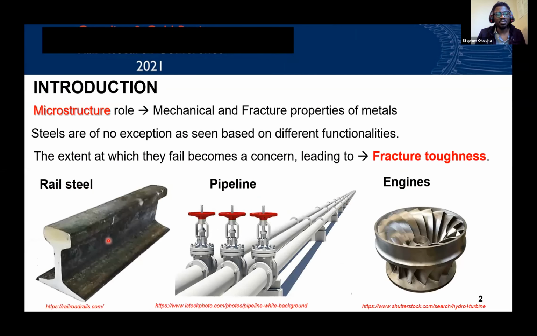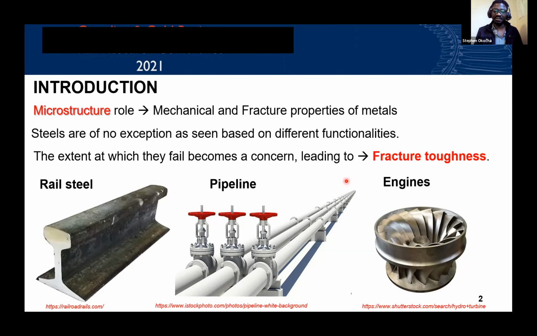Okay, so we know that the microstructure plays a very significant role when it comes to the mechanical and the fracture properties of metals. And when we talk about steels, that is no exception, because we can see steels being applied in several functions, like rail steels, pipelines, and even engines. And this gives engineers a concern to try to understand to what extent it could fail. And so this leads us to the terminology of fracture toughness.